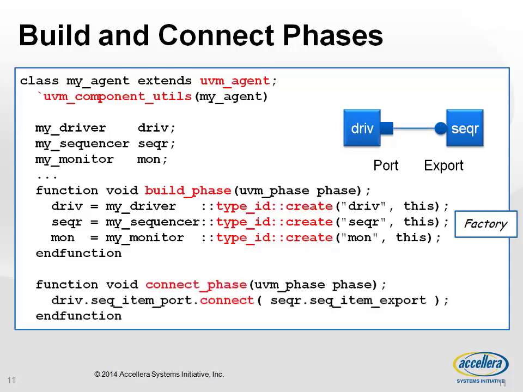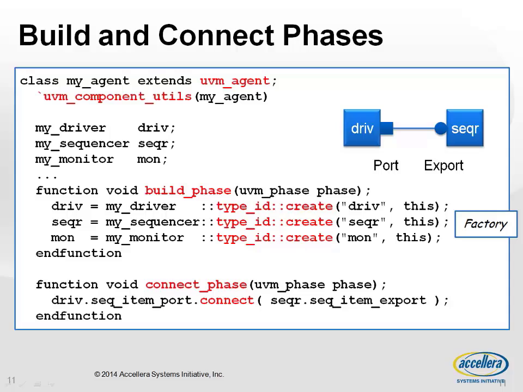Then we move on to the connect phase. The connect phase just looks like another function that you write in your user-defined components. So this connect phase is connecting up a sequence item port on the driver to a sequence item export on a sequencer. It's just like a port connection list in Verilog, only it's all written in fancy object-oriented programming stuff. So we're taking our port on the driver and just connecting it up to an export on the sequencer, establishing a connection so the two things can talk to each other.